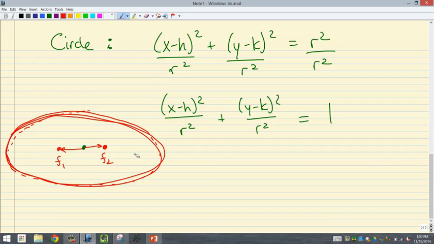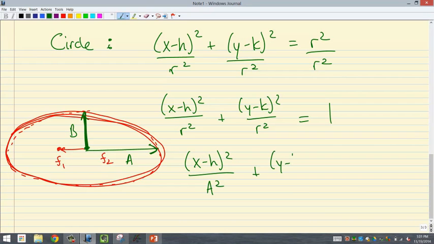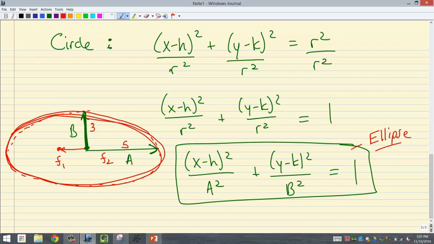This ellipse actually has two different radii. It has a radius in the x direction, which we're going to call a, and it also has a radius up and down, which we're going to call b. Our equation now becomes x minus h squared over a squared plus y minus k squared over b squared equals 1. This is the equation for an ellipse. What if a and b were the same number? You're right back to a circle.